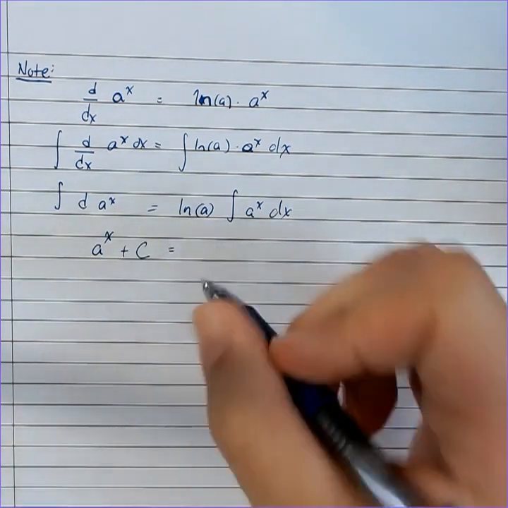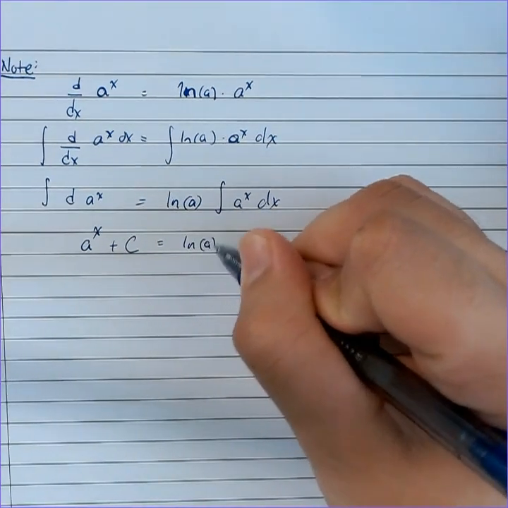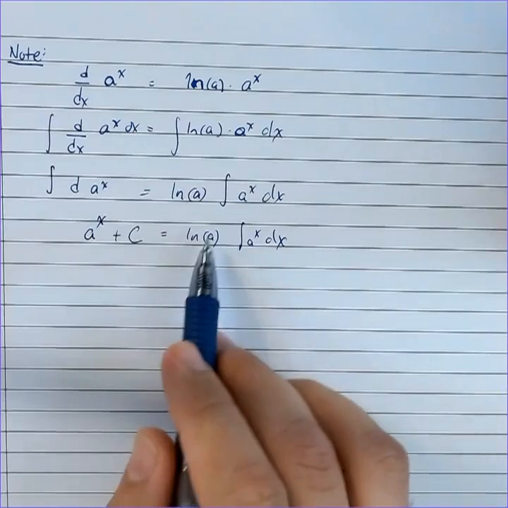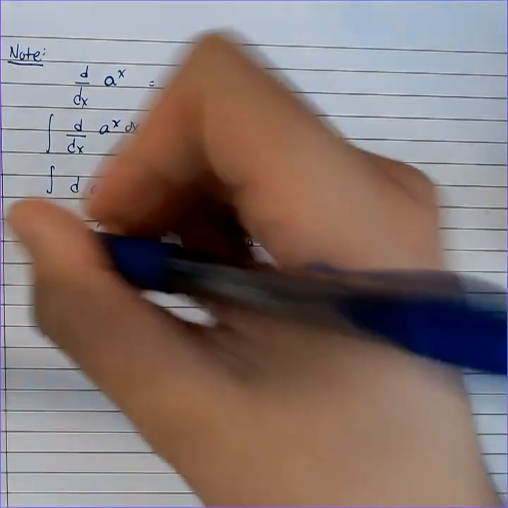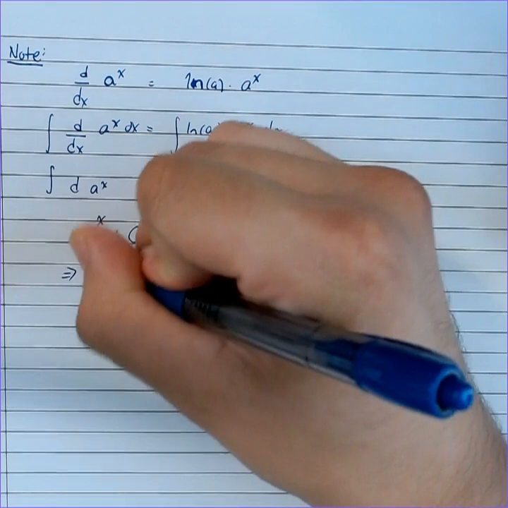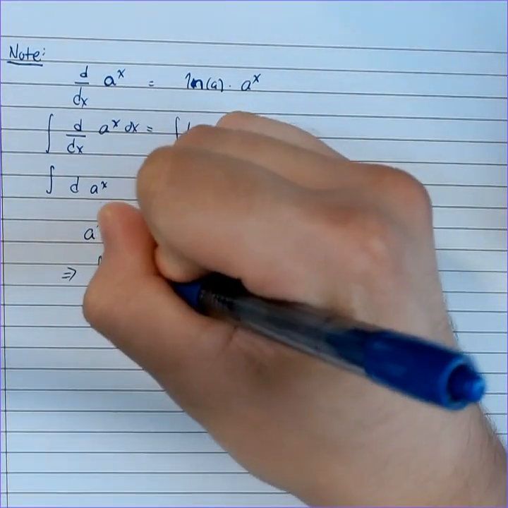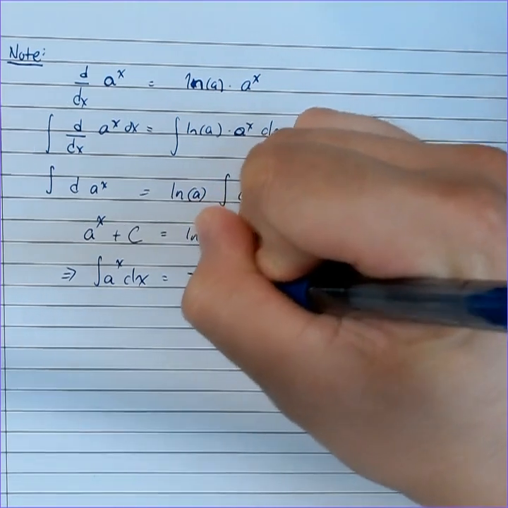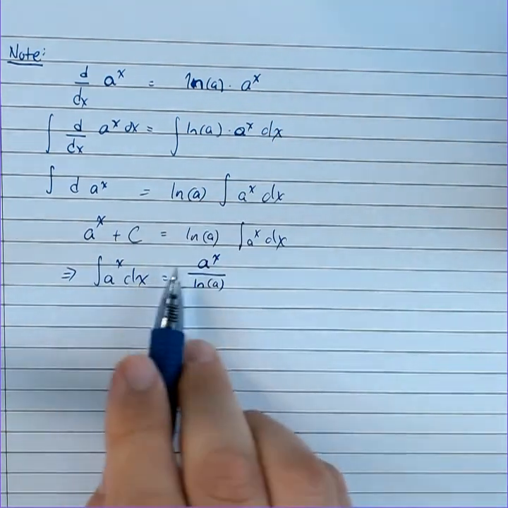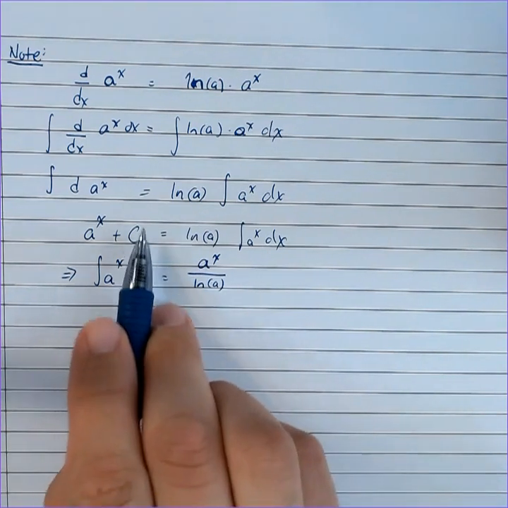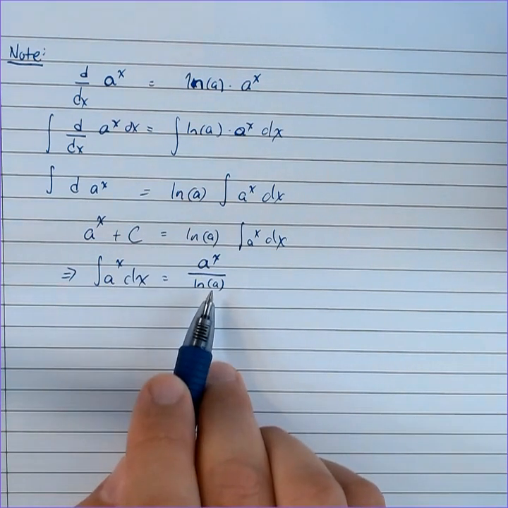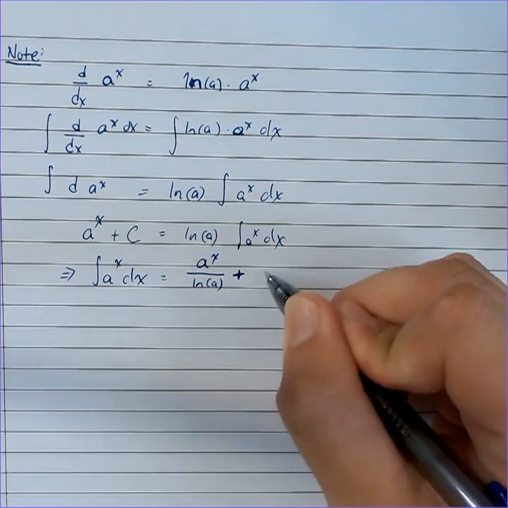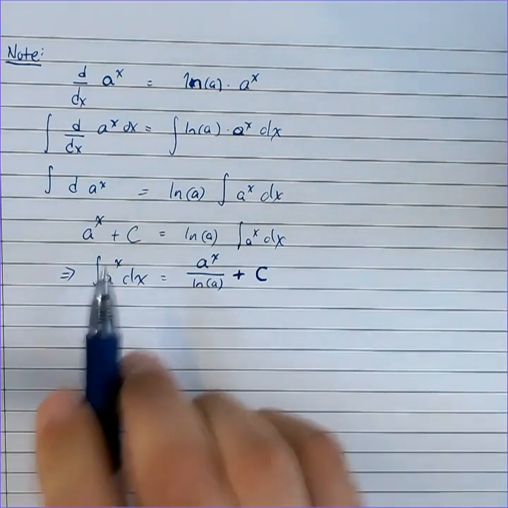Oh, that's equal to the natural log of a times the integral of a to the x dx. Oh, but notice, if I divide both sides by the natural log of a, I get the following result. I have now isolated the integral of a to the x dx, and it's going to equal a to the power of x over the natural log of a, plus a constant over the natural log of a. But see, the thing is, if you take a constant and divide it by the natural log of a, it's still a constant. So here we don't worry about what that constant is. We're just going to call it plus c. That happens a lot.